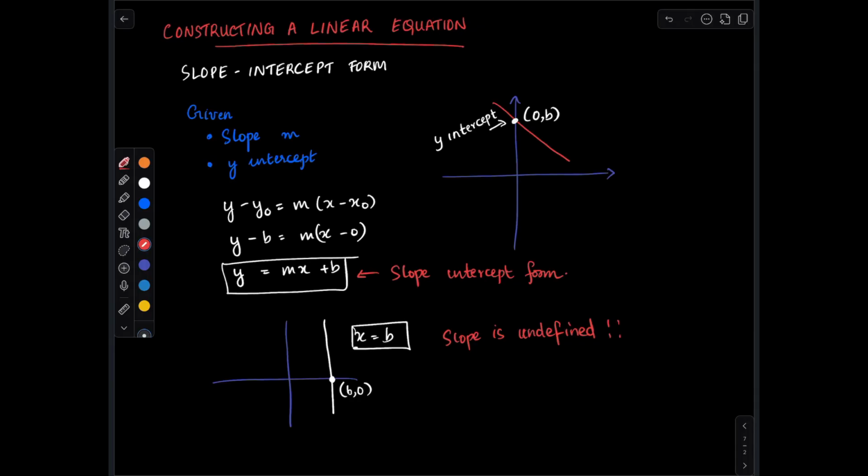Now, the slope of a vertical line is undefined here, because since the x values of every single point on the line is the same, by the definition of a slope, when I find the difference in the x-coordinate between 2 points, it's going to become 0, and division by 0 is undefined. Therefore, the slope of a vertical line is undefined.